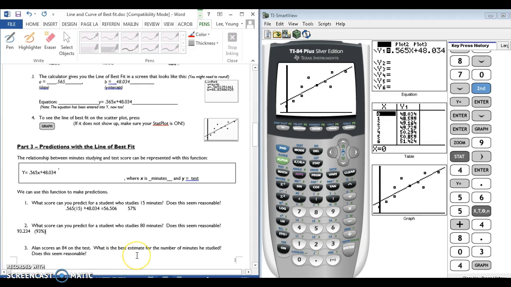Okay, now take a look at the next one. Ellen scored 84 on the test. What is the best estimate for the number of minutes he studied? How can you figure out this information? Where do I need to replace 84? Do I replace x or do I replace y? 84 is the test score, so we just need to replace y with 84. Okay, so it's going to be 84 equals 0.565x plus 48.034. And then we're going to solve for x by subtracting 48.034 and then dividing by 0.565, right?